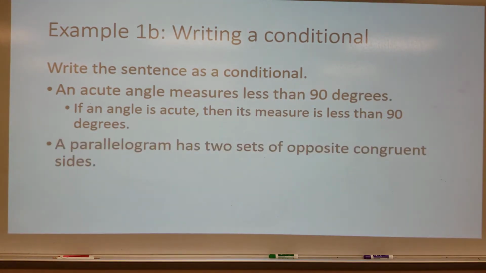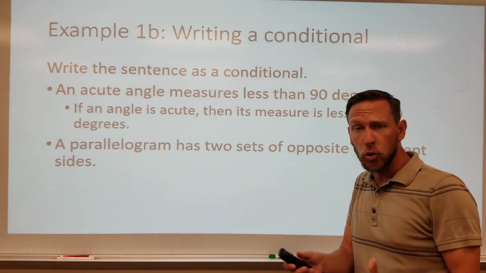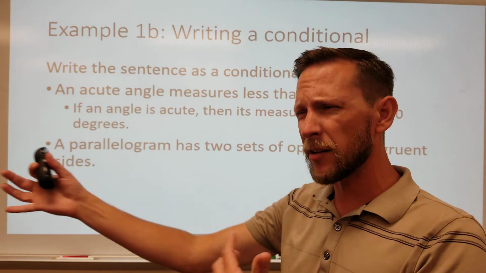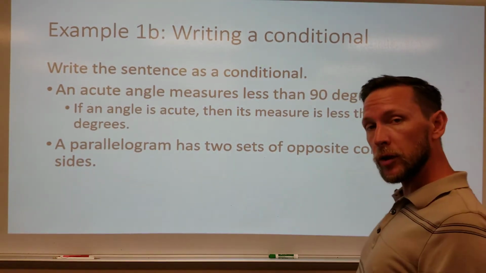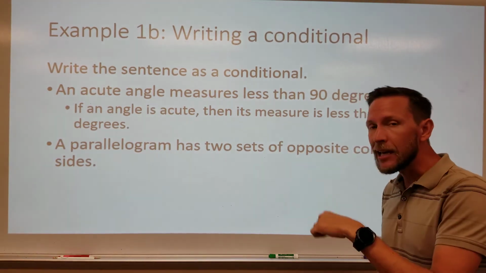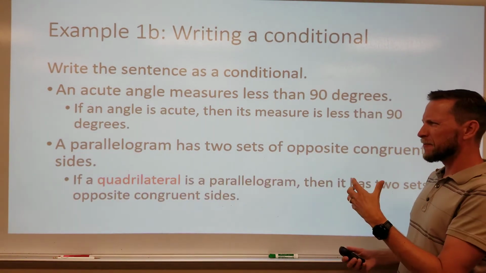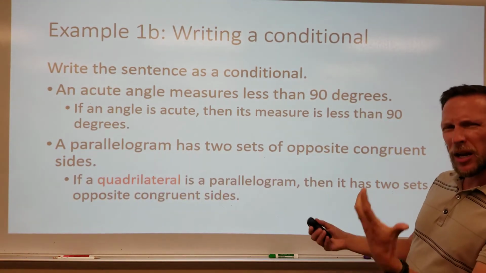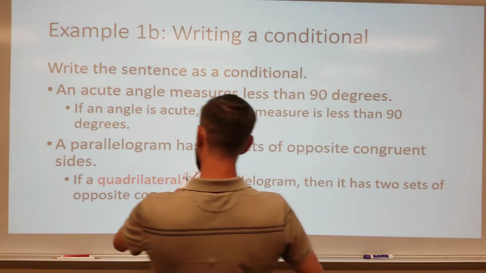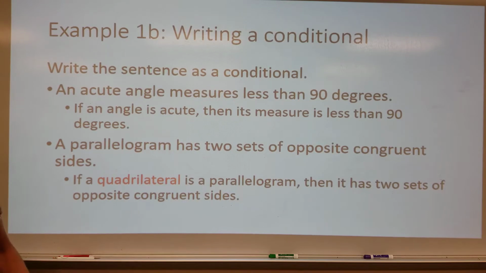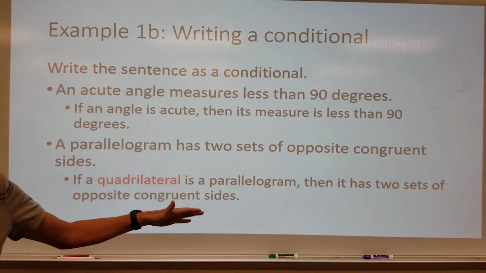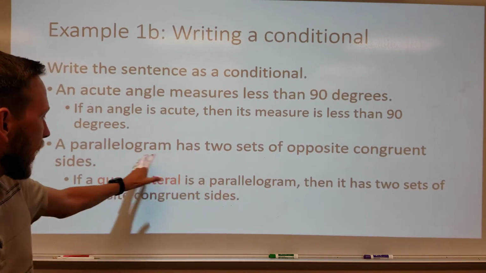A parallelogram has two sets of opposite congruent sides. This again is true of parallelograms, whether you remember that or not, the opposite sides in parallelograms are congruent. Cool statement. How would I write that as an if-then sentence? Well, we have to think about this. If a quadrilateral is a parallelogram, then it has two sets of opposite congruent sides. If a figure is a parallelogram, if a shape is a parallelogram, how do you want to say it?